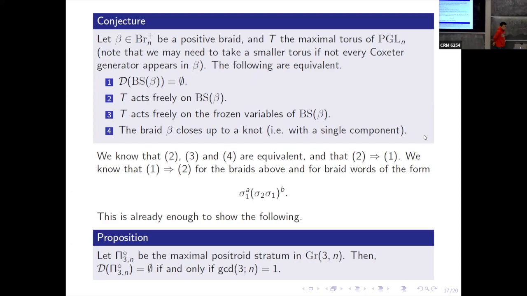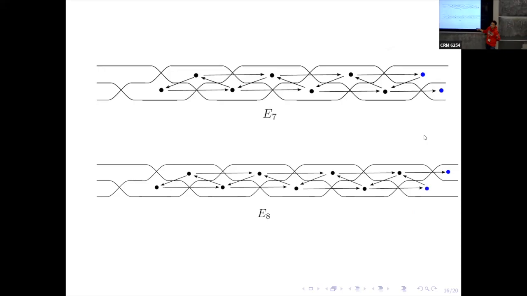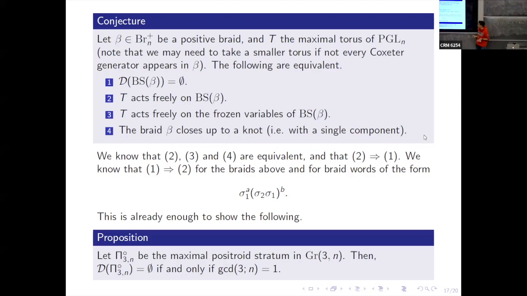And we can show that 2, 3, and 4 are equivalent, and that 2 implies 1. And we can show that these are all equivalent for the braids above. So for these braids, you can see, for example, that this is going to close up to a knot if and only if you have an odd number of crossings. And in the even case, this never closes up to a knot because you have this component. And E6, E8 close up to a knot, but not E7. And we can also show for some other braids, always in three strands, but this is already enough to show that if you have the maximal positroid stratum in Grassmannian Gr(3,n), then it has empty deep locus if and only if 3 does not divide n.